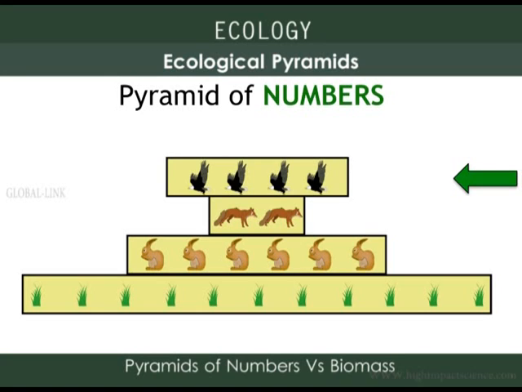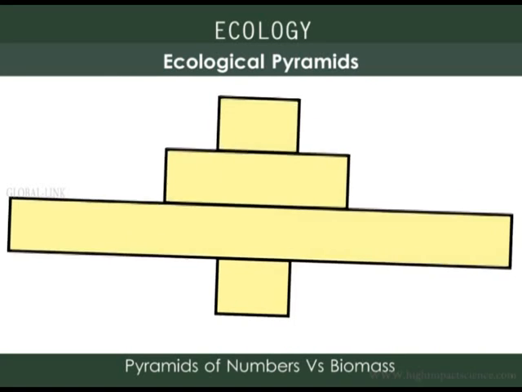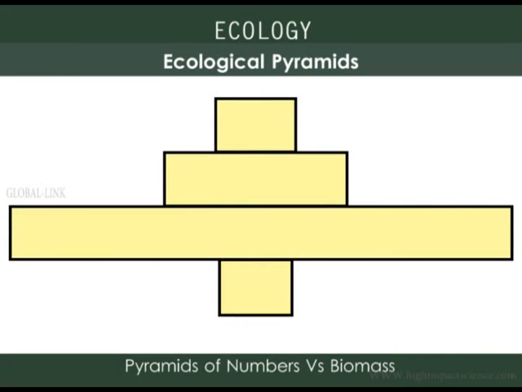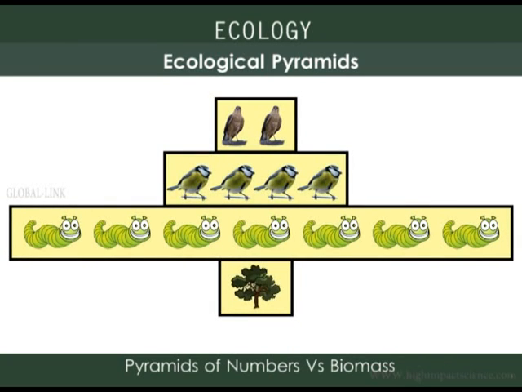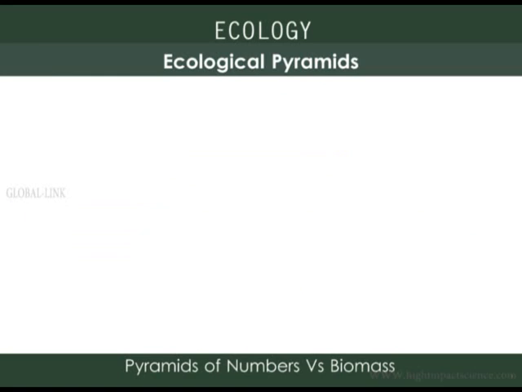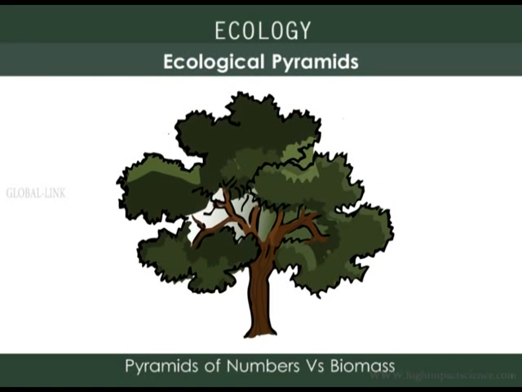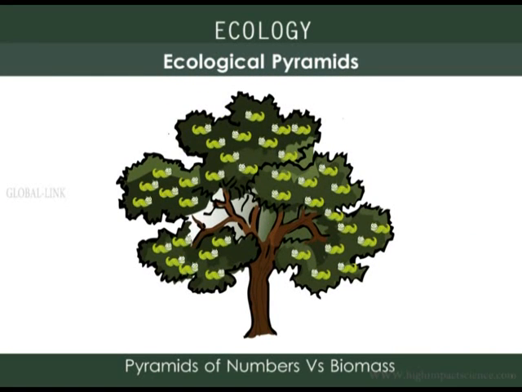Pyramids of numbers can end up looking inverted. For instance, if one single producer could feed thousands of primary consumers, like in this tree, which feeds lots of caterpillars.